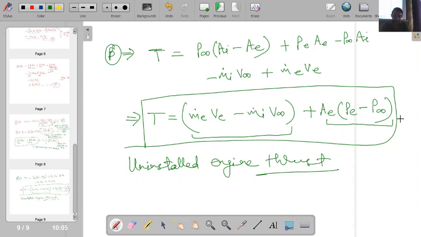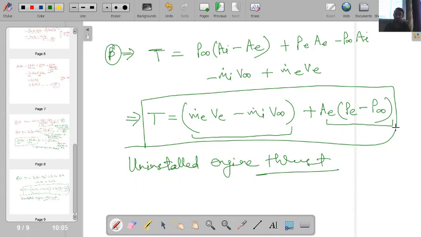So physically also you can relate it. The first term is the net rate of change of momentum in x direction, which gives one force, and another force is because of the changes in pressure within the engine. Okay, so this is how the integral form of the governing equation has helped us in finding the thrust force, the uninstalled engine thrust force.